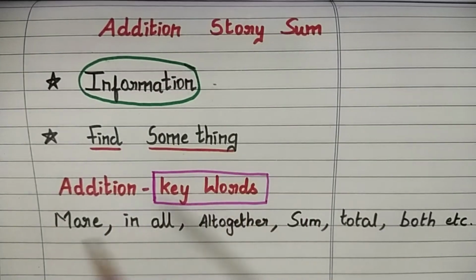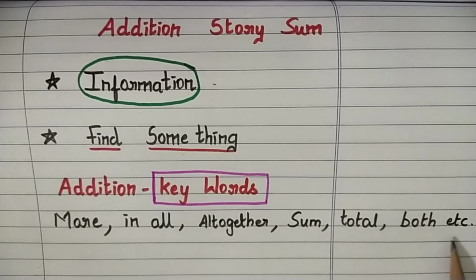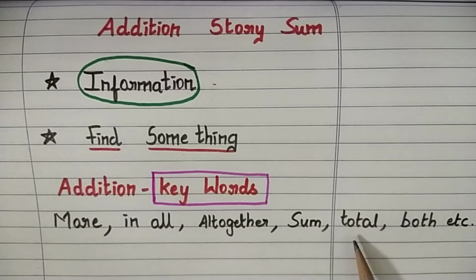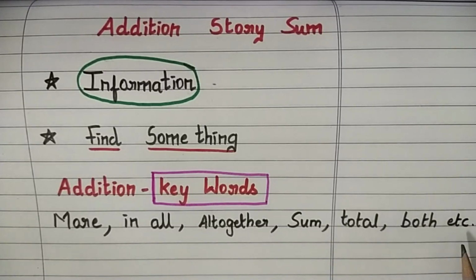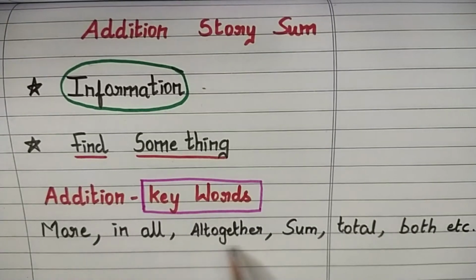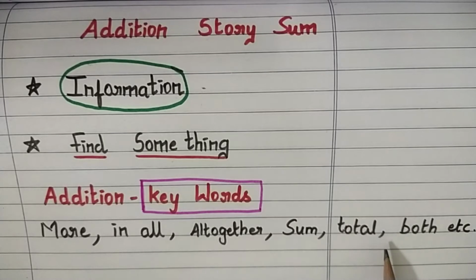Addition keywords. Children, these are the keywords for addition, the other words for addition. More, in all, altogether, sum, total, both. These are a few keywords given, but there are a lot more keywords also, children. Children, these keywords will help us to find what operation we need to do.